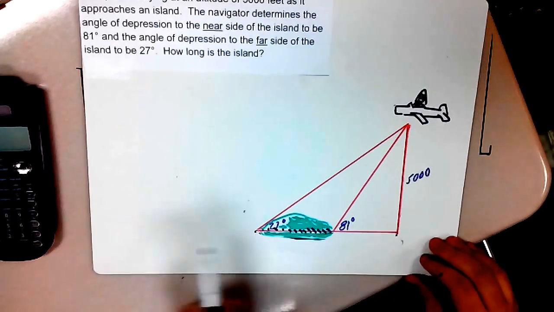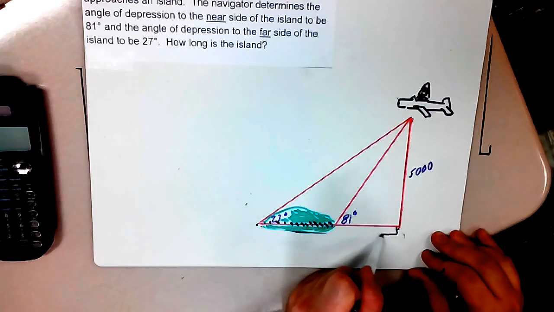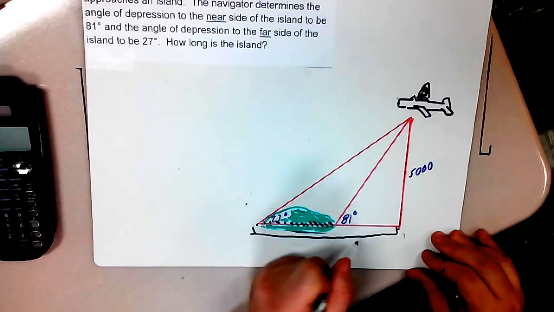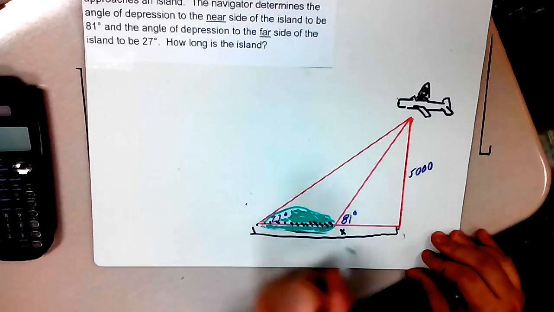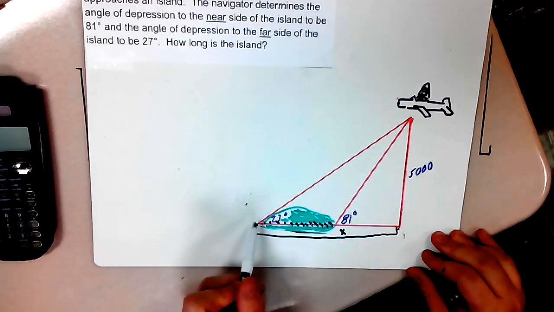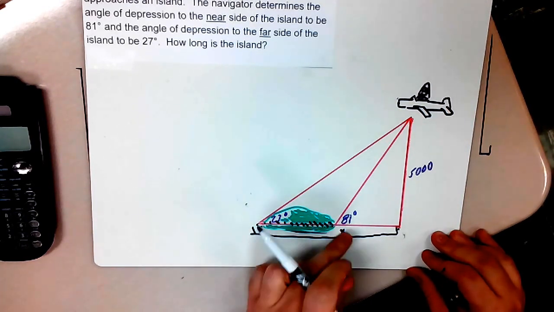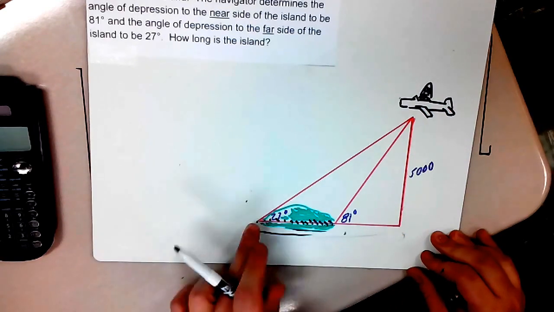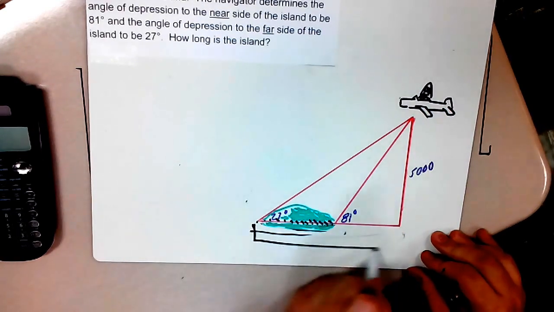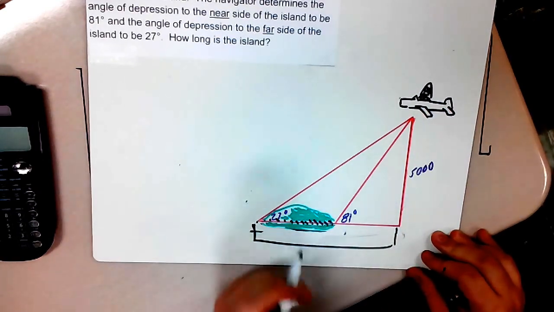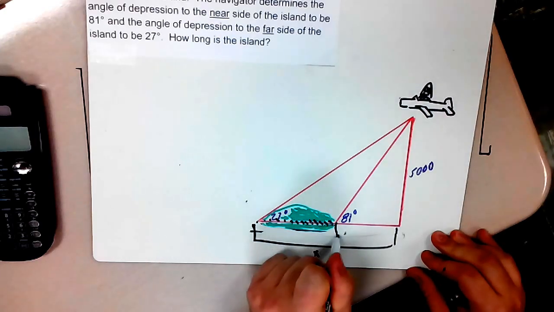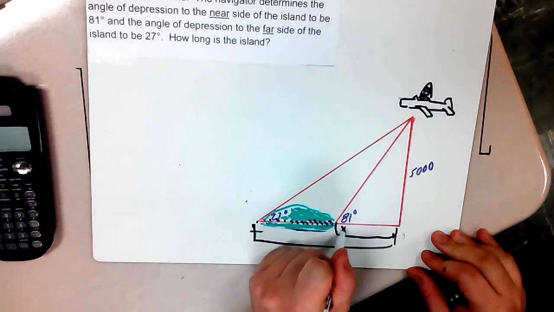So let's take a look at how I'm going to do that. Well, I'm going to label this distance here x. Then I'm going to label this distance here, let me make that a little bit bigger. There we go. This distance x. I'm going to label this distance here y.